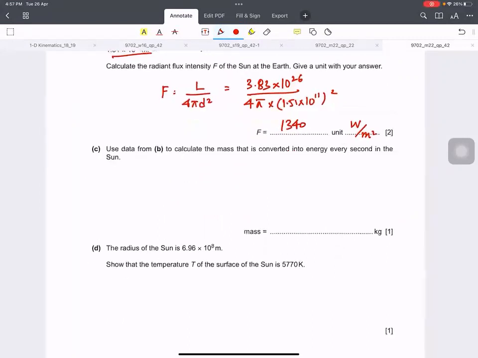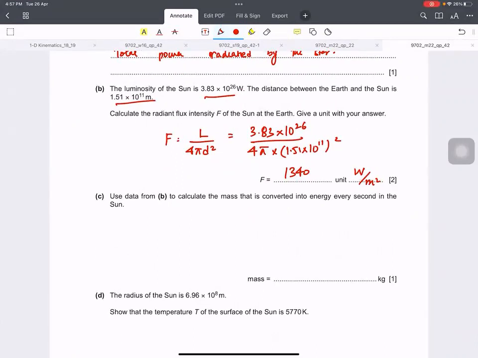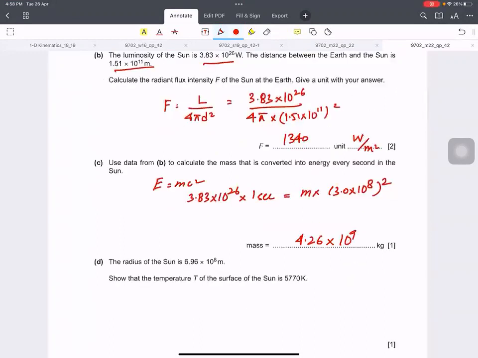Use data from B to calculate the mass that is converted into energy every second by the sun. Not that hard. E is equal to mc square. So we want to find mass. Energy is, how do you know the energy? That is the power, each second है ना, power into time, 1 second. ये energy आ गई, equals to mass times 3.0 times 10 raised to 8 square. Okay, can you do it? Answer? 4.26 times 10 power 9 kgs.